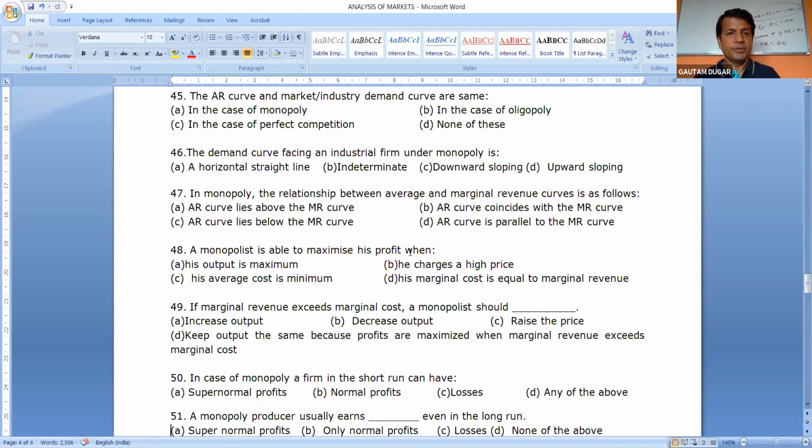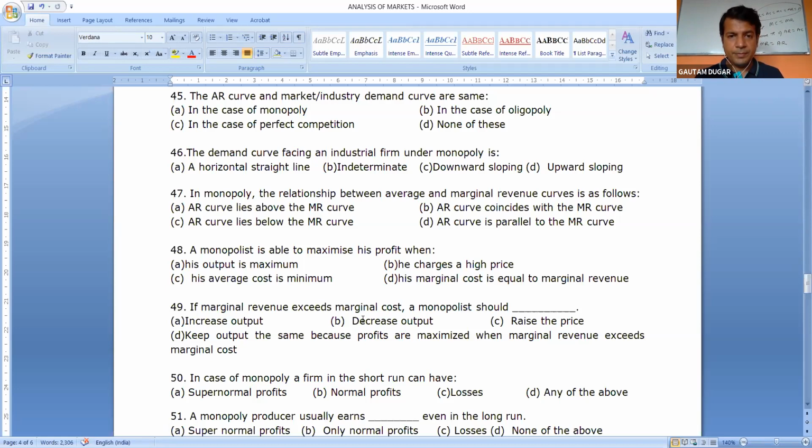47. In monopoly, the relationship between AR and MR curve is... I showed you the diagram properly. We should draw the diagram that under monopoly AR curve lies above the MR curve, or that the MR curve lies below the AR curve, or rather MR is less than AR. Next.